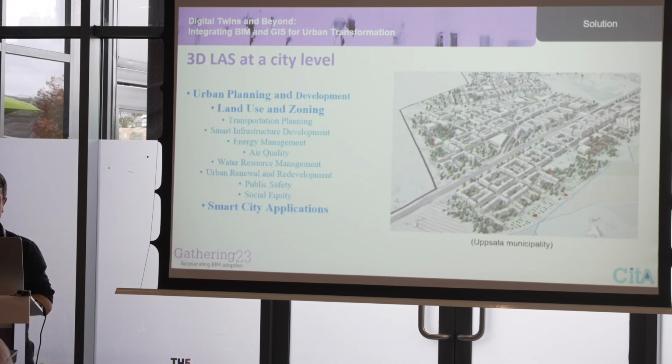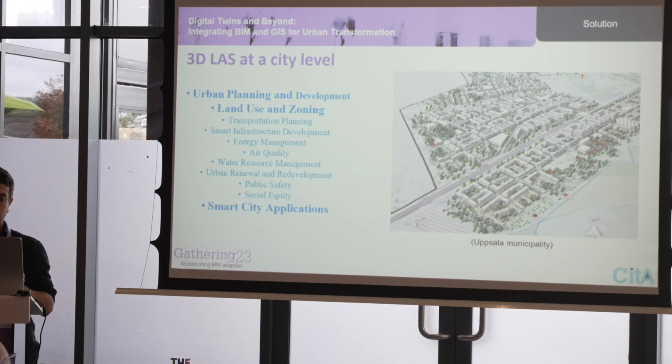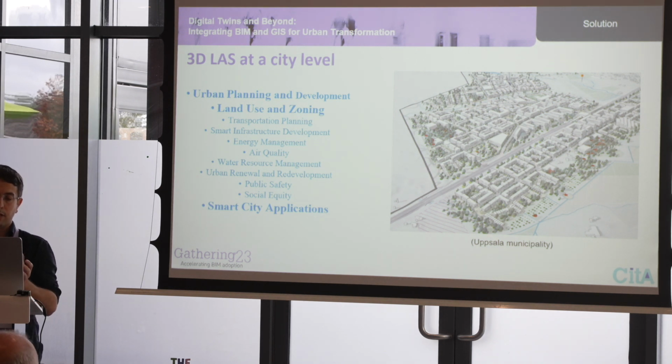And the 3D LAS can be applied at a city level. Then it can be used for urban planning and development applications. It can be used for land use and zoning. But also, if we have those models and we can combine that with owner information, for example, the age of the person who's living in that building, then we can use it for other applications, such as in healthcare, or maybe in public safety, or maybe for energy management. So actually, if we have that, it is predicted in the literature that it can be used for smart city applications in the future.